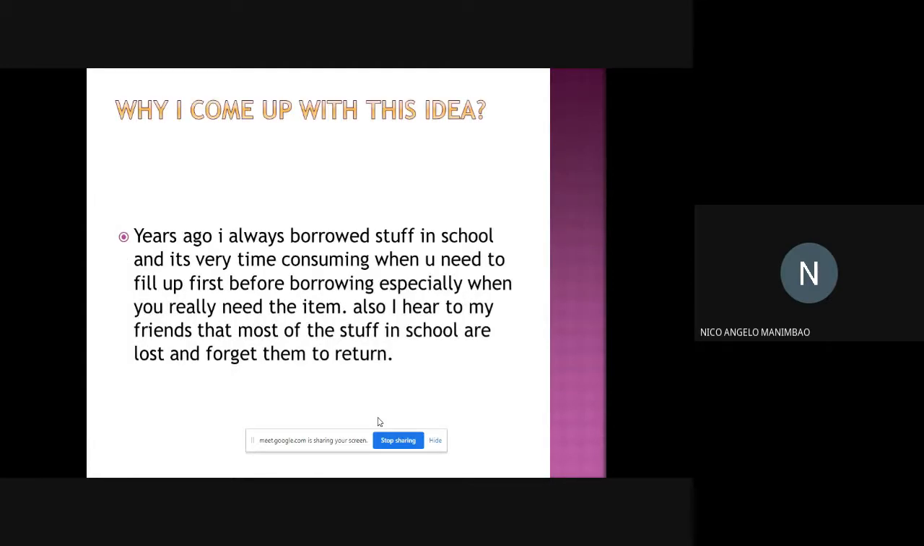Why I came up with this idea? Years ago, I always borrow stuff in the school and very time consuming when you need to fill out the first borrowing, especially when you really need the item. Also, I hear to my friends that most of the stuff in the school are lost and forgot them to return.